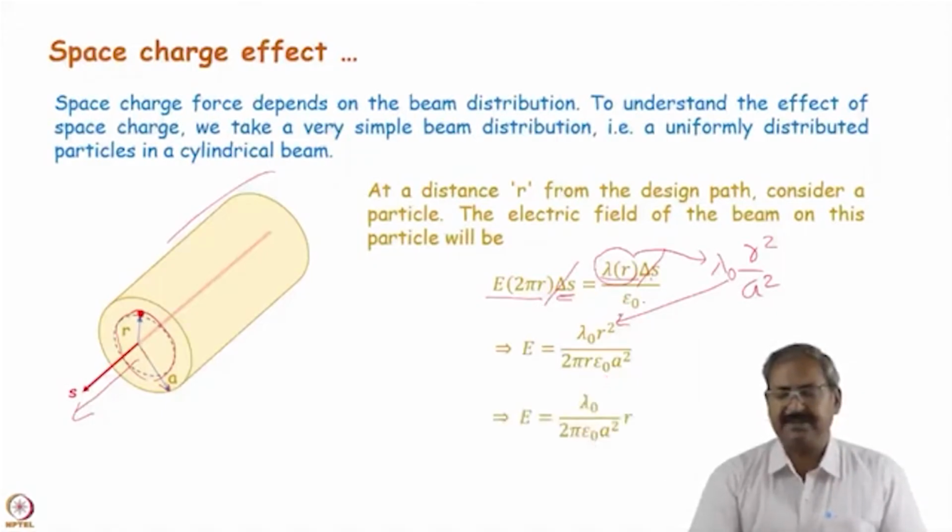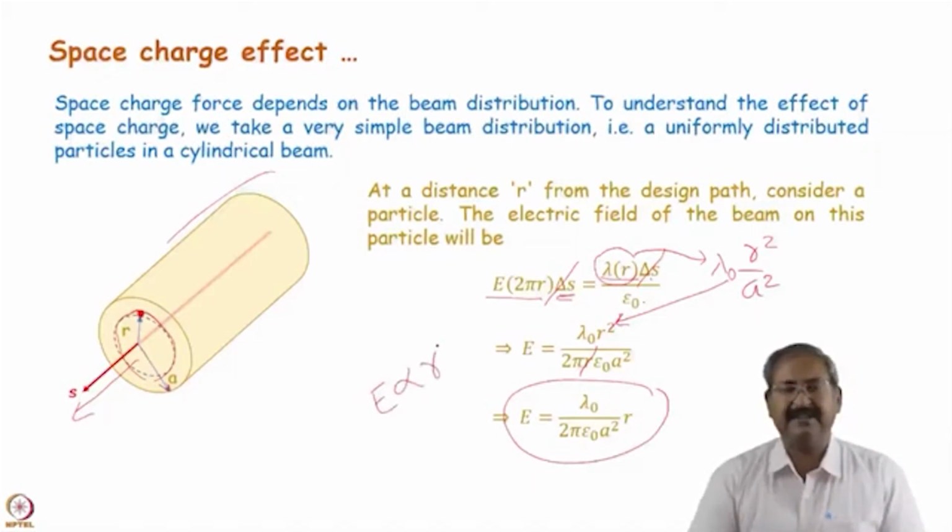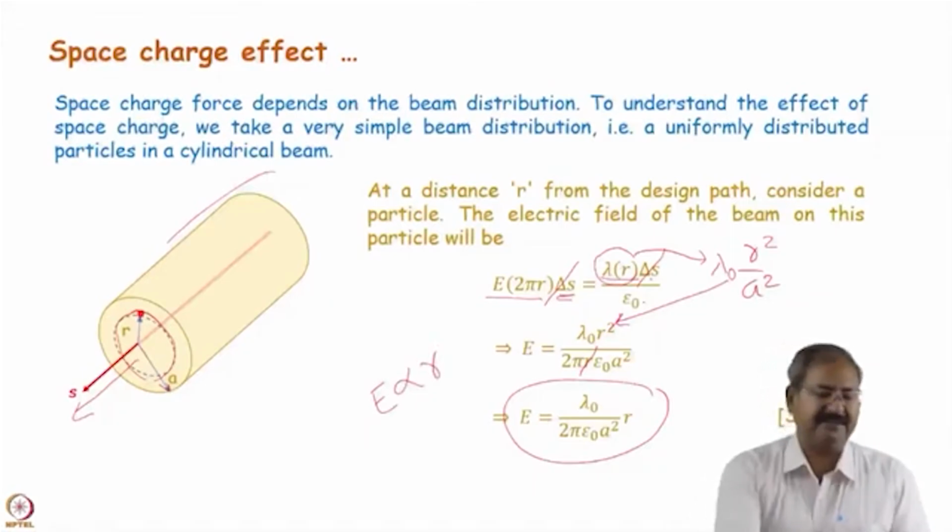So this r will be cancelled out. So we will get lambda naught r over 2 pi epsilon naught a squared. This is the electric field. One thing is that the electric field is directly proportional to r, and it is in the radial direction, meaning it is radially outward.